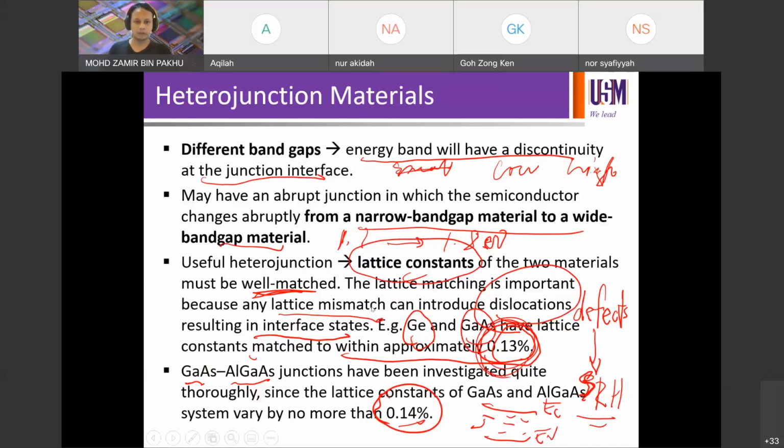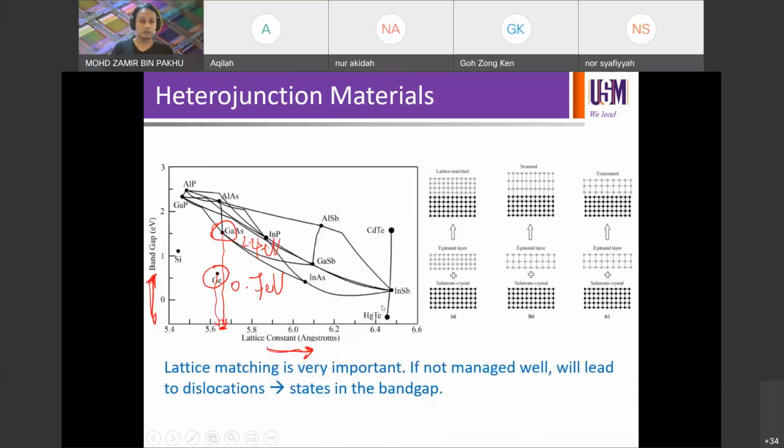Okay, matching. So it's a good idea if you want to combine these two different materials as a heterojunction, because the lattice constants of both materials are pretty close to each other on the x-axis. You can tell already on the x-axis.